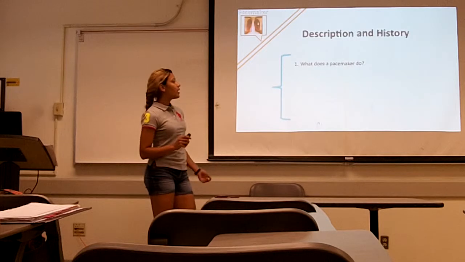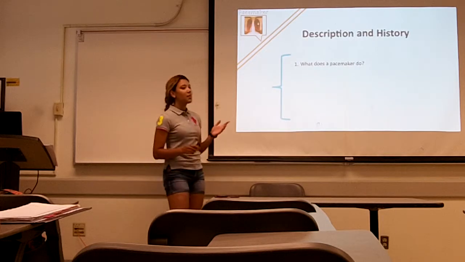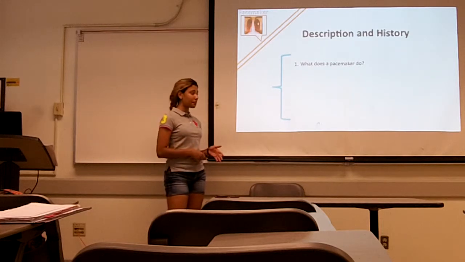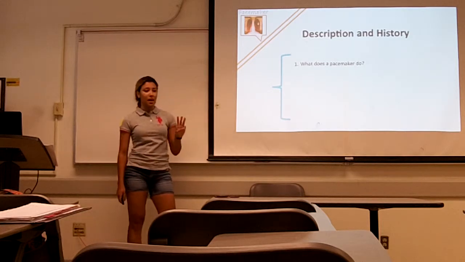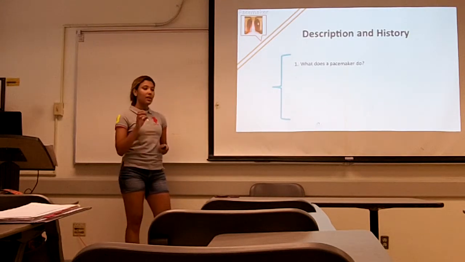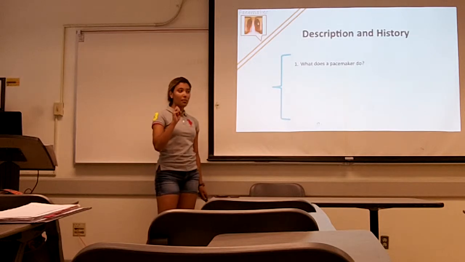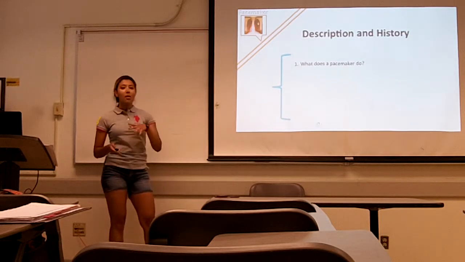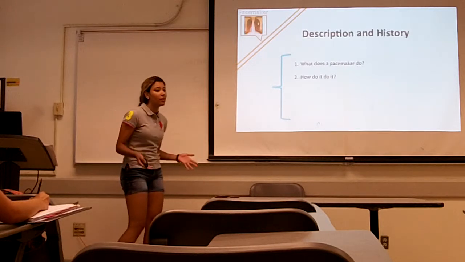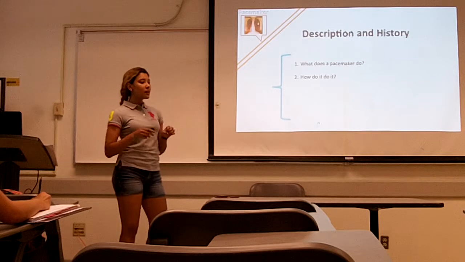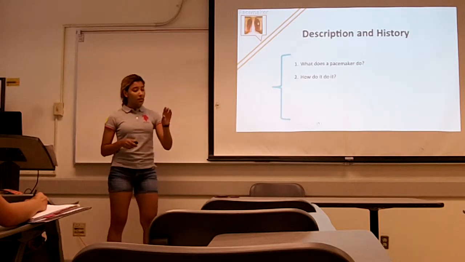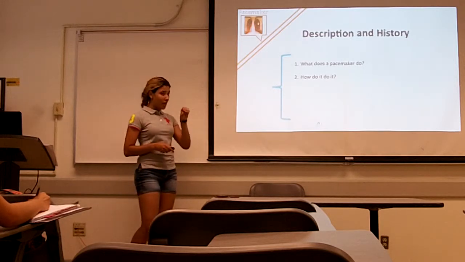Okay. So the big question is, what does a pacemaker do? A pacemaker controls abnormal heart rhythms. That can be in three different types: when the heart beats too fast, called tachycardia, or too slow, bradycardia, or any irregular rhythm. So, how do we control it? It's controlled by sending slow, low electrical impulses to the heart.